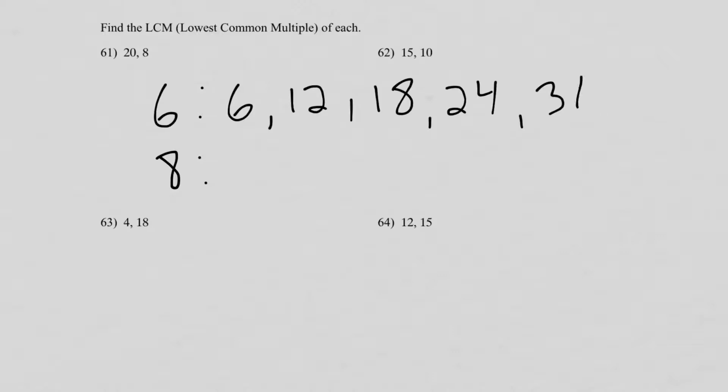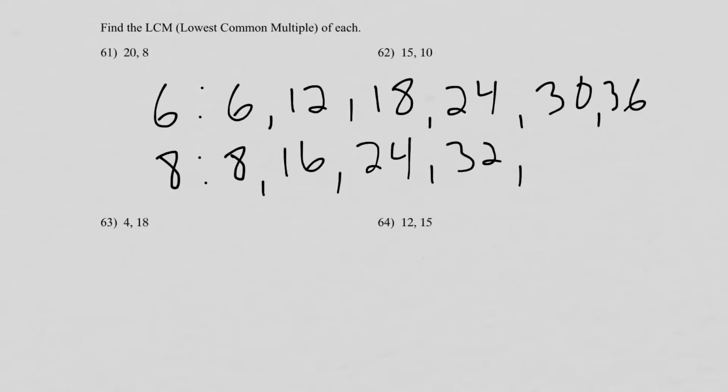So 6 times 1 makes 6. 6 times 2 makes 12, right? 18, 24, 30, 36, and so on. The multiples go up infinitely. I now take a look at 8 and multiples of 8, starting at 8 times 1 are 8, 8 times 2, 16, 24, 32, 40, and those keep going on up forever as well.